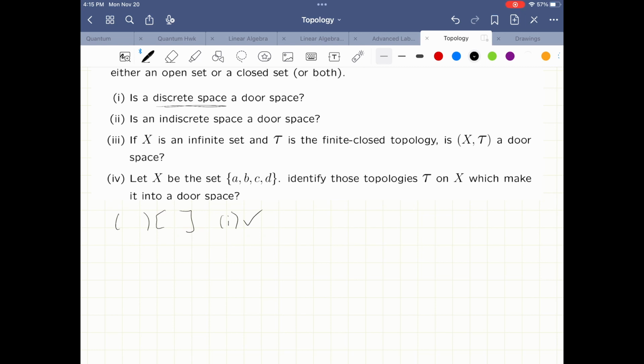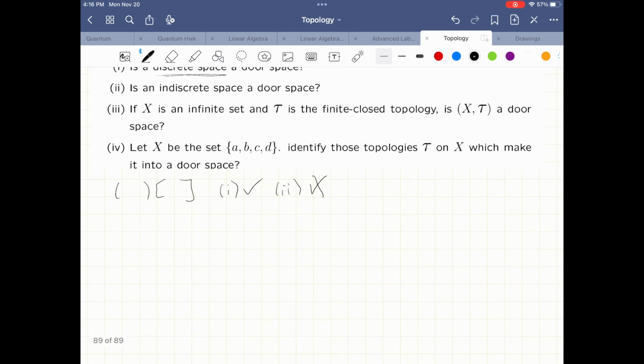Now for the second question, we have to work with the definition of an indiscrete space, which is a space in which all subsets of X except X and the empty set itself are neither open nor closed. Going back to what I emphasized in the beginning, this does not satisfy our definition of a door space, because the sets have to be open, closed, or both. They cannot be neither. So just by definition, an indiscrete space would not be a door space.